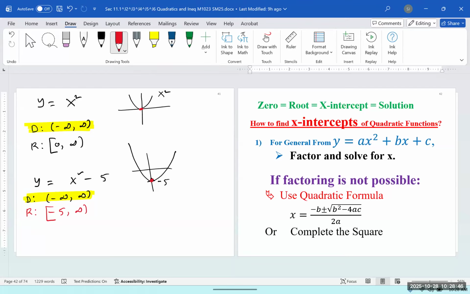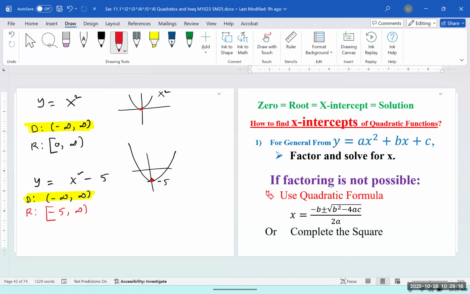But before finding the x-intercept, there is the first line says all 4 things are the same. So if your direction says find the zero of the function, it means you're finding the x-intercept. Or it says find the root of the function, it means you're finding the x-intercept. So zero, root, x-intercept, solution, all 4 things mean the same thing. Set y equals 0, solve for x.